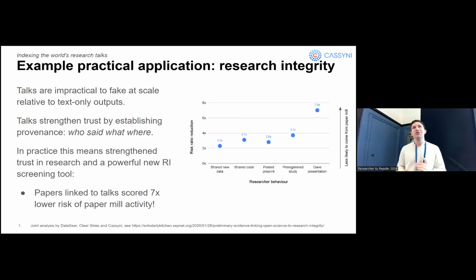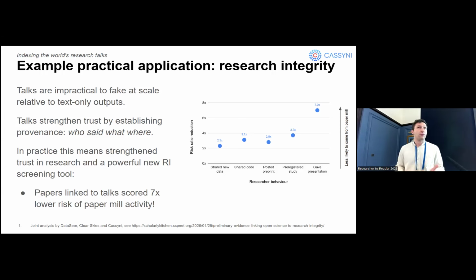One practical application of this was teased out in some work that we did with the team at Clear Skies and also the Dataseer team, where we looked at a selection of 10,000 open access articles. And then we scored those articles according to the risk of being associated with paper mill using the Clear Skies methodology. And for each one of those papers, we looked up what open science practices the authors had undertaken. For example, had they pre-registered their studies? Had they produced any code, or had they shared their data?